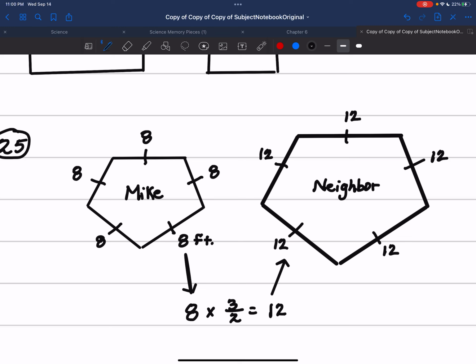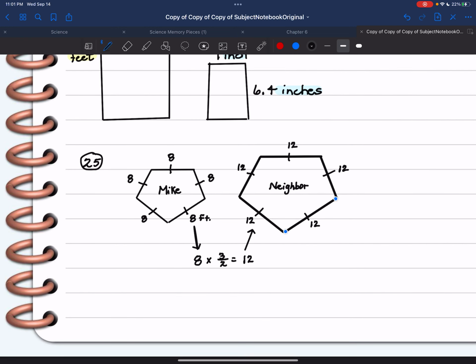What is the perimeter of the neighbor's garden? The perimeter of a regular pentagon equals 5 times the side. And we're going to put the side being 12. So the perimeter is 5 times 12, or 60 feet. So I like answer C on that one. That is a geometry question.